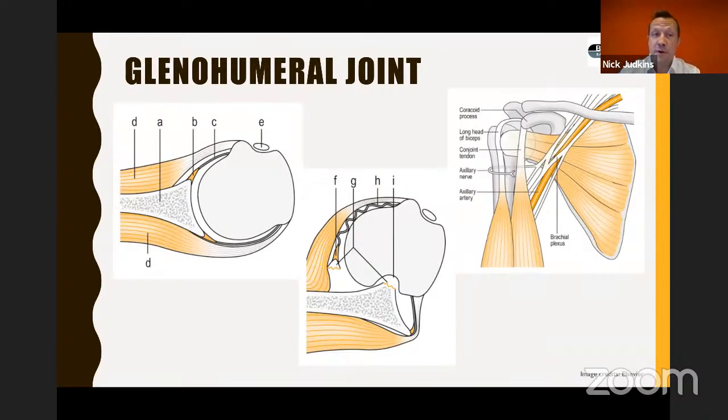Another image from the superior perspective of the glenohumeral joint, and just to help you orientate yourselves, I'd like you to try and identify structures A to E. So just take a couple of seconds just to work out what those things are.